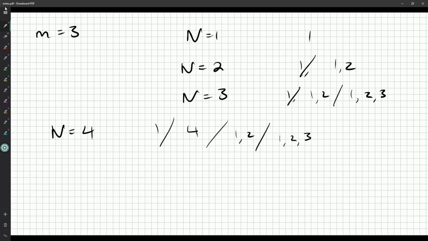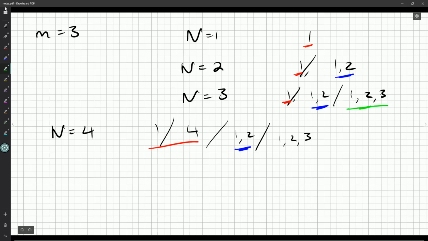I definitely think n equals 4 is correct. And let's see, counting the mod 1 length sequences, there's 1, 1, 1, and now there's finally 2 of them. Counting the mod 2 length sequences, 1, 2, it's another one of them. And then counting the mod 3 length sequences.